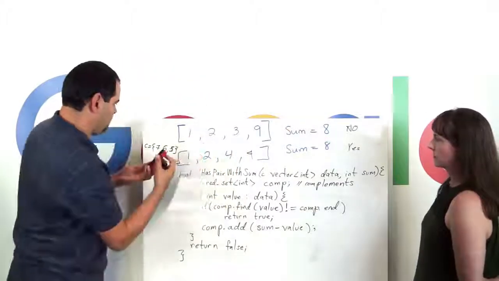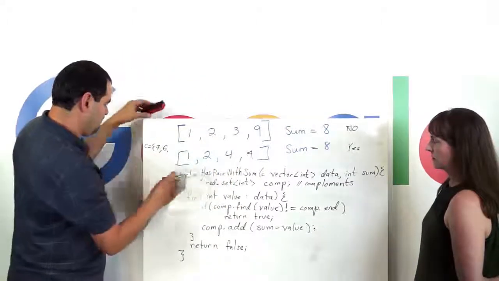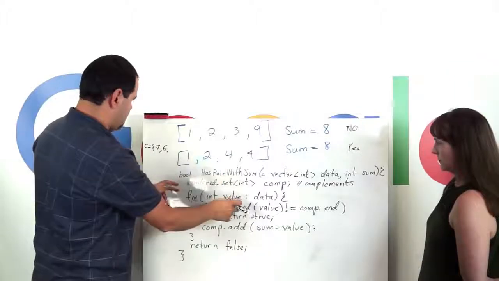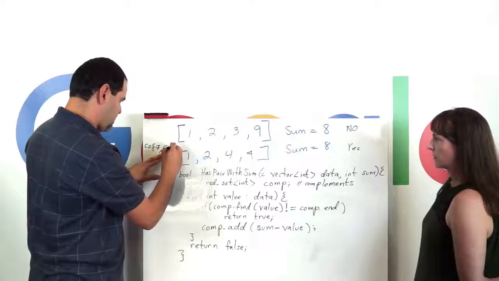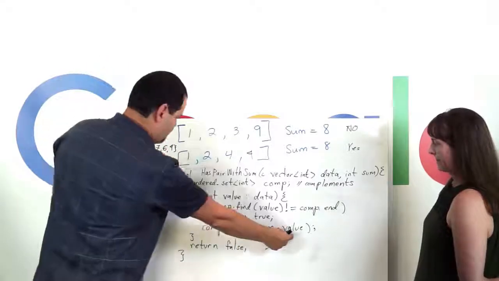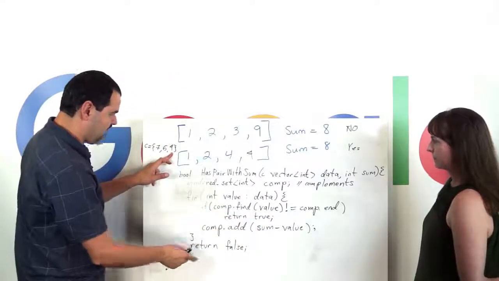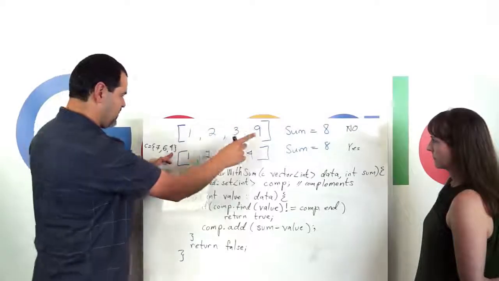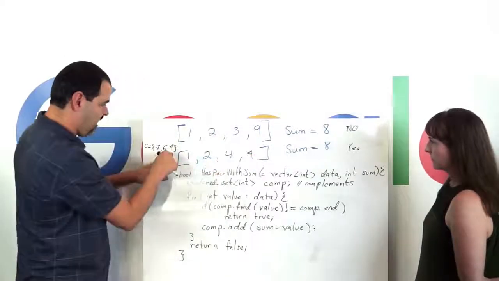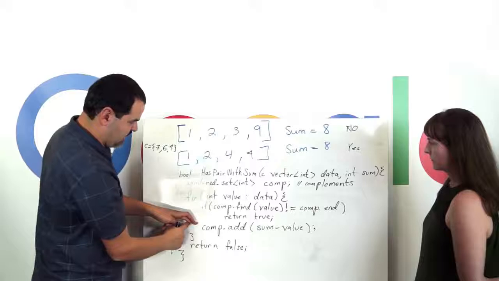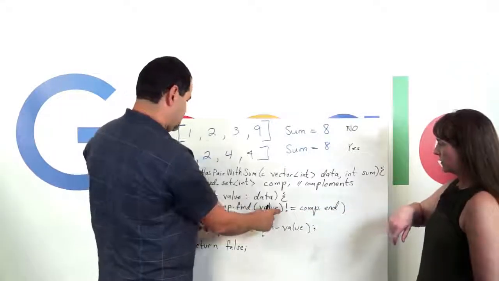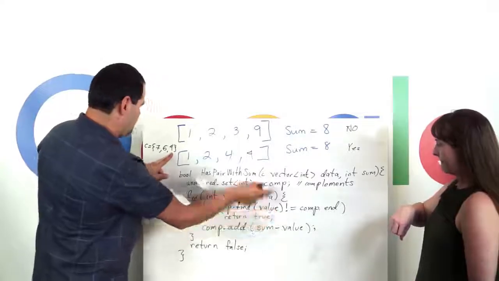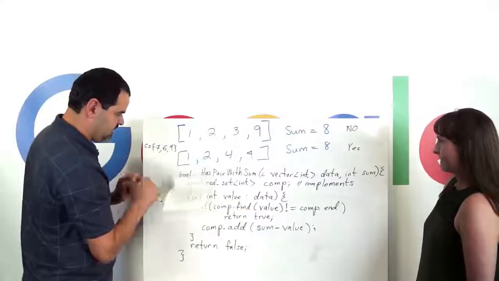Right. Now, what about the other one? The other case, I get a 4. I have not seen the complement of 4, so I put the 4 in. Okay. Because 8 minus 4 is 4. And then, when I get to this one, I have found it, so I correctly return true. Value is equal to complement. Yeah. So the value would be 4. I look here in my complements and I do find it, so I return true.